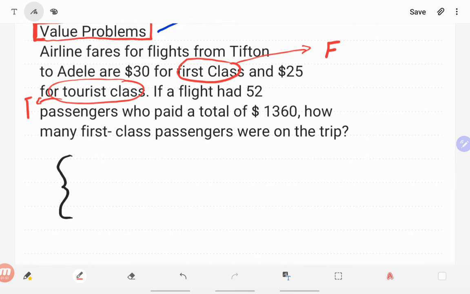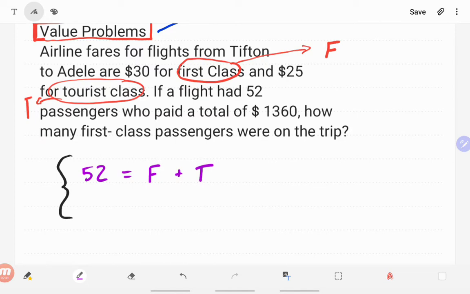So I'm going to set up just a total number of tickets equation. We've got 52 passengers, and I know that on this flight we've got first class and tourist class. So the number of first class plus the number of tourist class tickets add up to the total of 52 passengers that were on this flight.